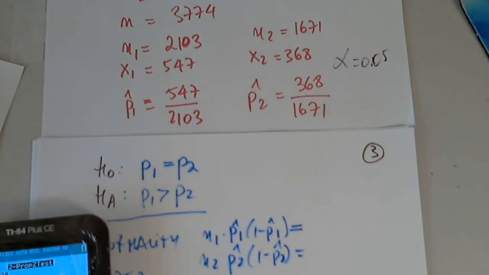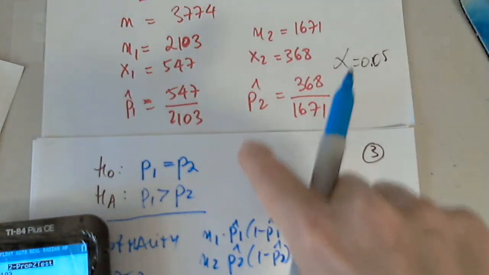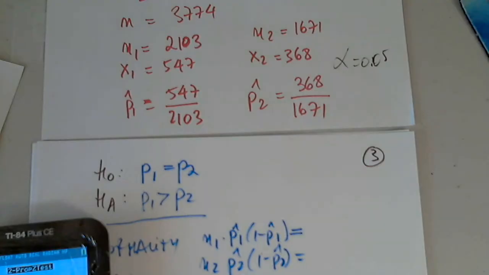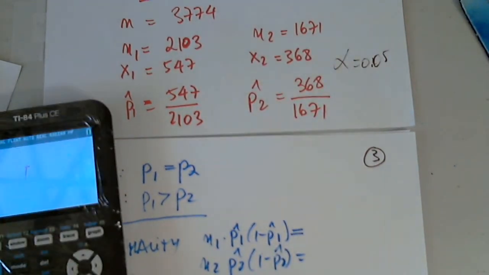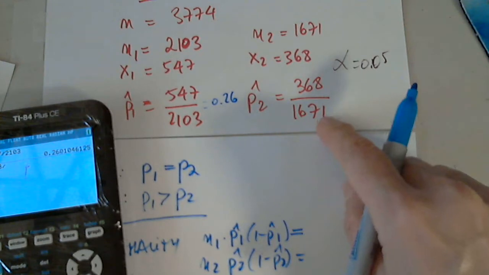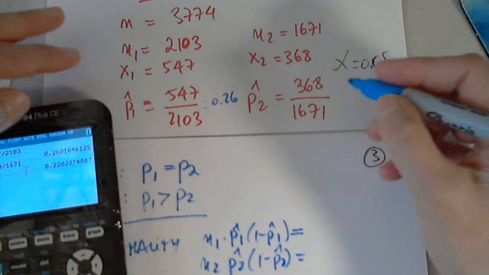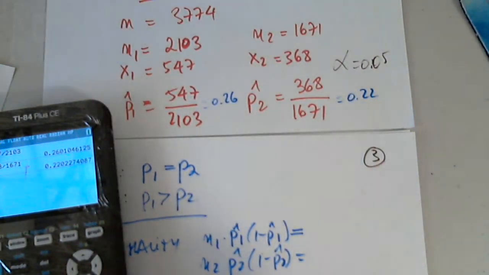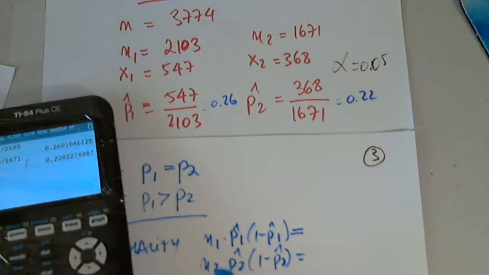So N1 is 2103, times P1 hat. I did not determine it. Let's determine P1 hat. So P1 hat is 547 divided by 2103, so 0.26. And 368 divided by 1671, 0.22. I can plug them in as is, but it will be easier if I just approximate.